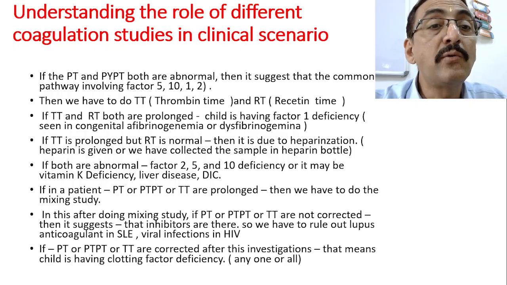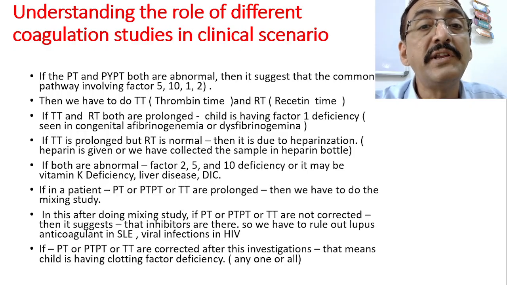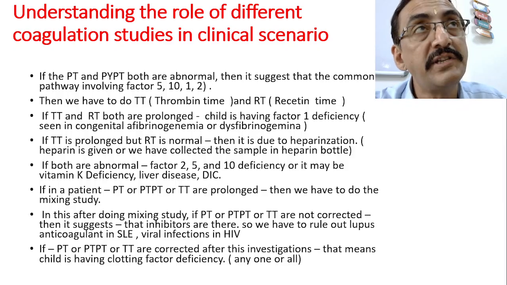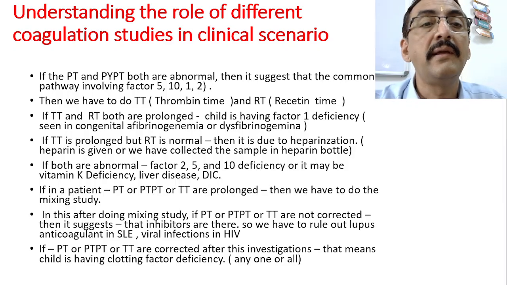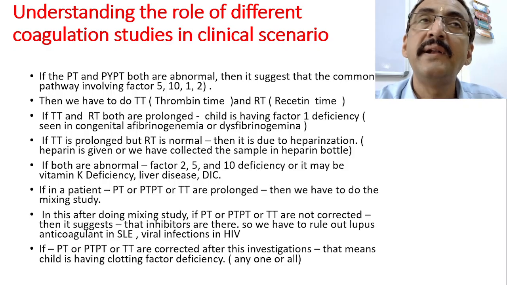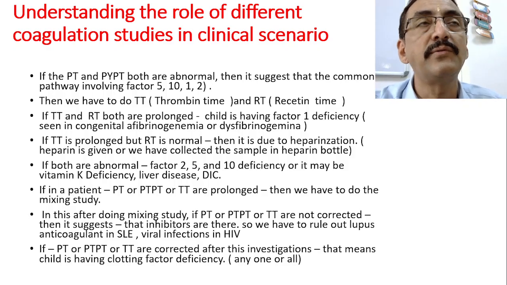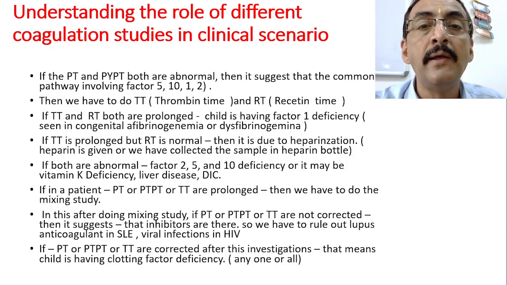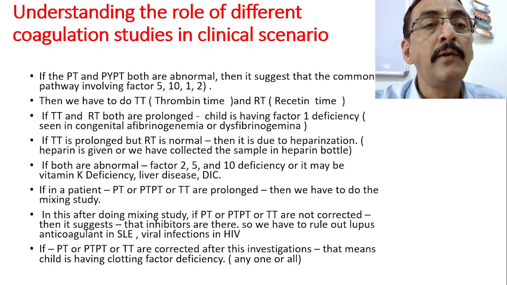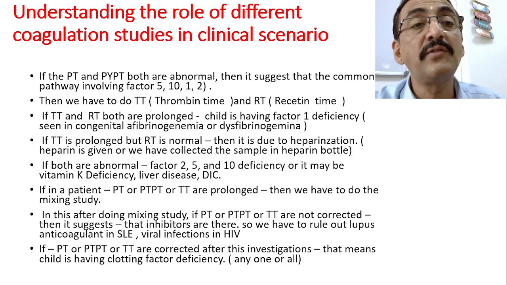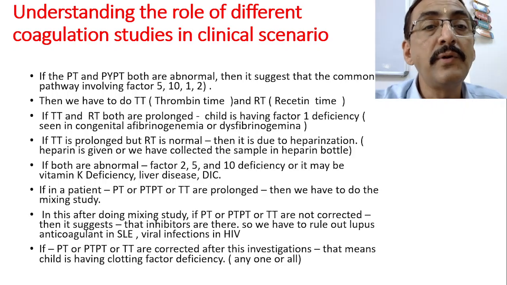So this is seen in congenital afibrinogenemia or dysfibrinogenemia. Congenitally afibrinogenemia, fibrinogen itself is absent, so there is no question of conversion, okay, or dysfibrinogenemia, it is abnormal. So this is a case when thrombin time is also increased and RT time is also increased.